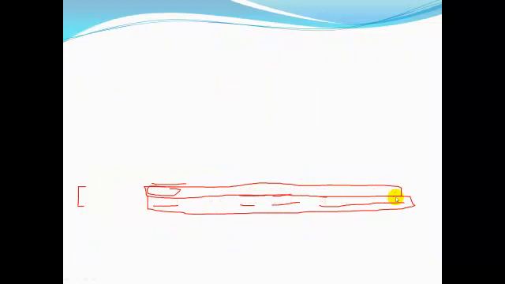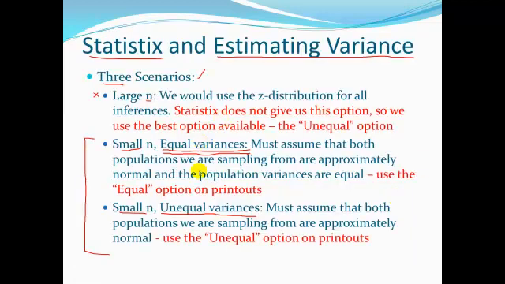Now let me go back to that page just a second. So if we have small n's, we have to consider the variances. That's just the way it works. With large n's, you just use the equal variance row or the unequal variance row, and you're good to go. The p-values are off a little bit, the confidence interval endpoints are off a little bit, but by and large, it works pretty well. When we have small n's, we have to really consider the variances.